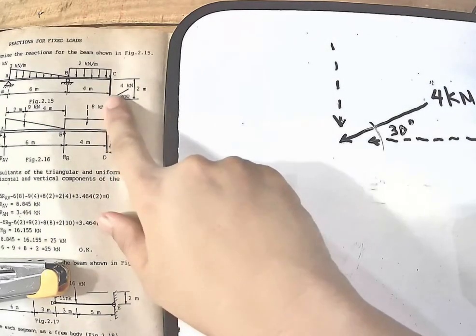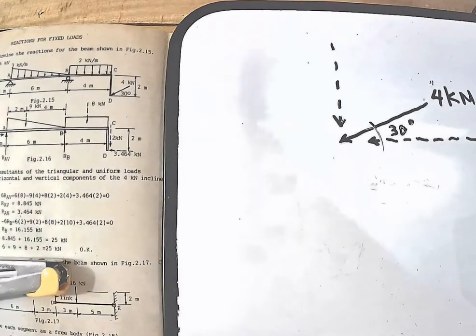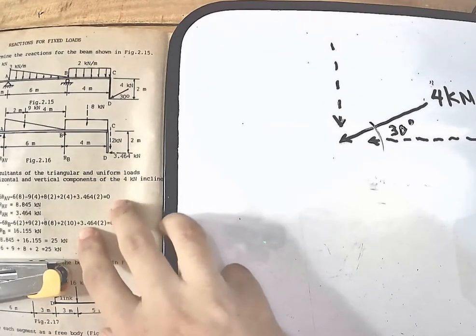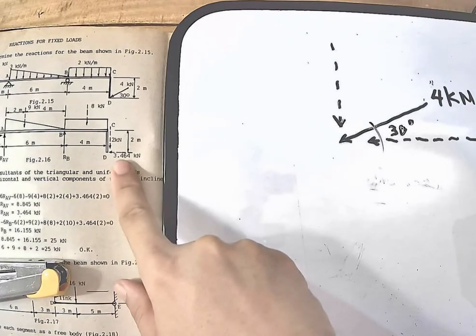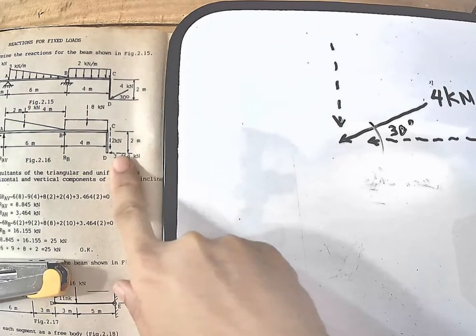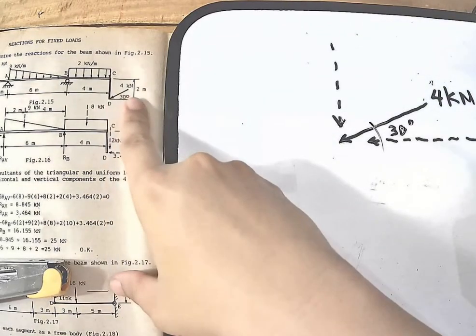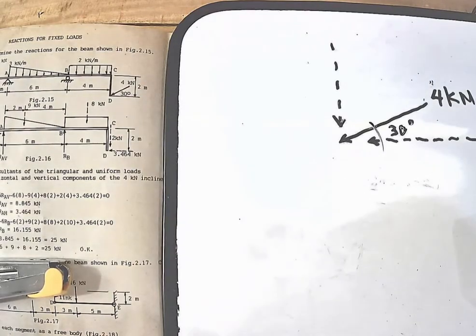In this case, meron tayong 4 kilonewton acting at 30 degrees. So we will break that into its horizontal and vertical components, which is 3.464 yung kanyang horizontal component, and then 2 kilonewton meter yung kanyang vertical component. So solve natin kung paano niya i-break down yan. Okay? Dahil hindi mo pwedeng i-substitute yung 4 kilonewton kaagad sa summation moments.